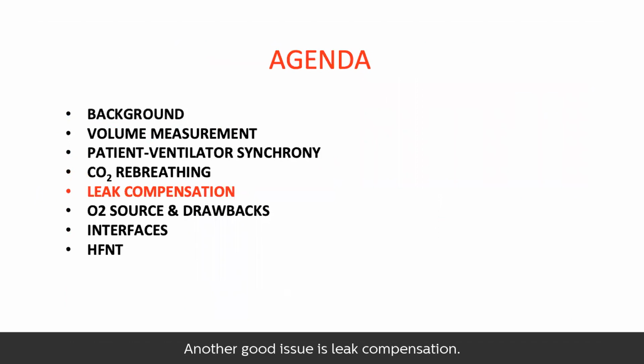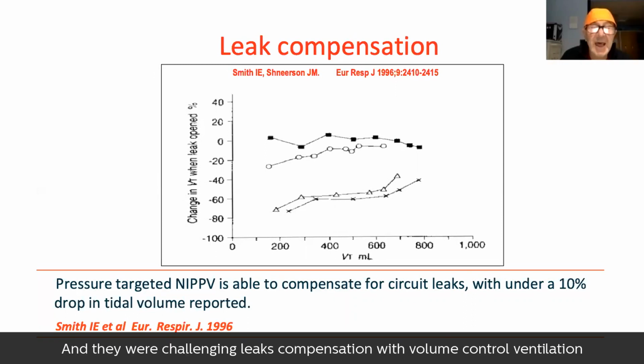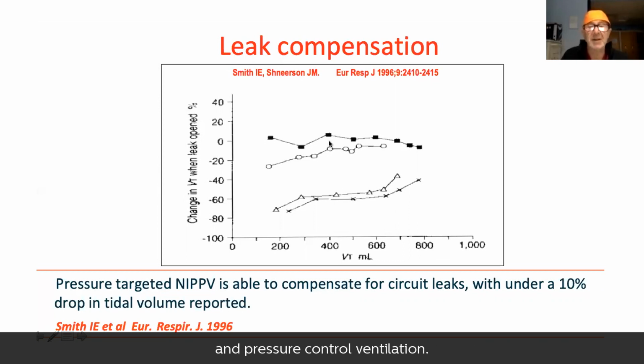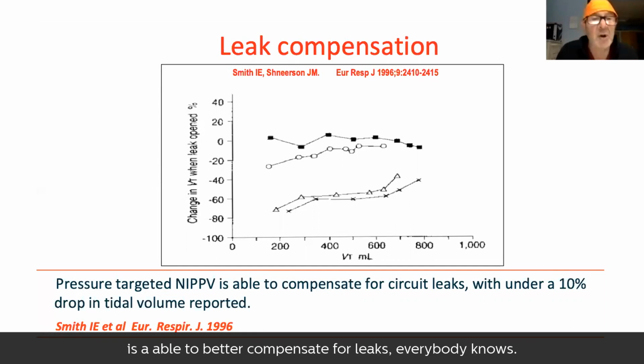Another good issue is leak compensation. So this not very well known study published by Smith and Nielsen in the European Respiratory Journal in 1996. And they were challenging leak compensation with volume control ventilation and pressure control ventilation. So you can tell me, everybody knows that pressure control ventilation is able to better compensate for leaks. Everybody knows.